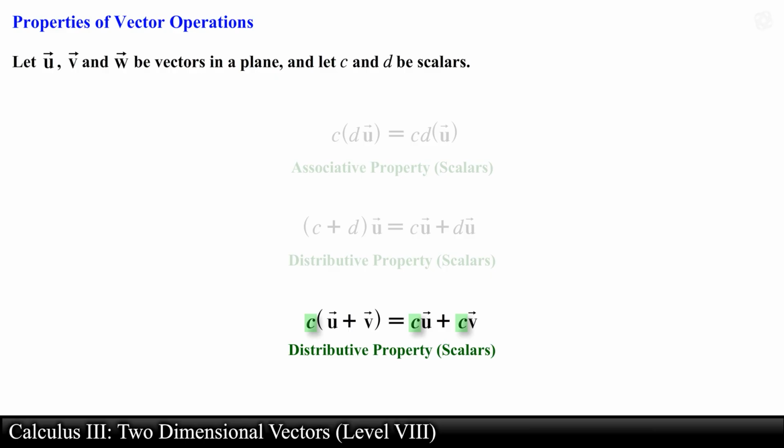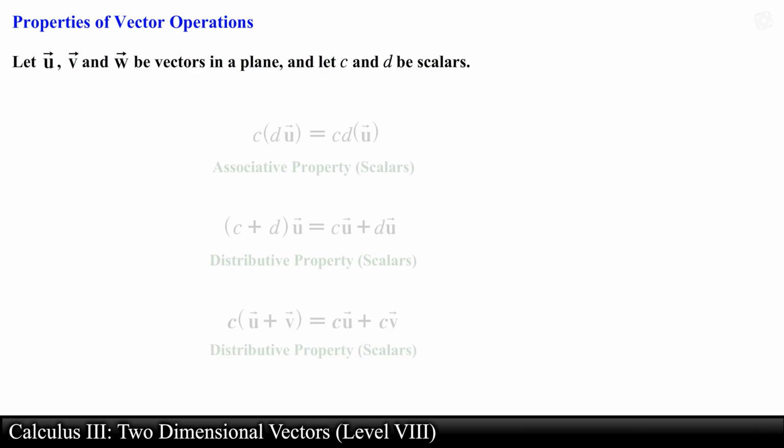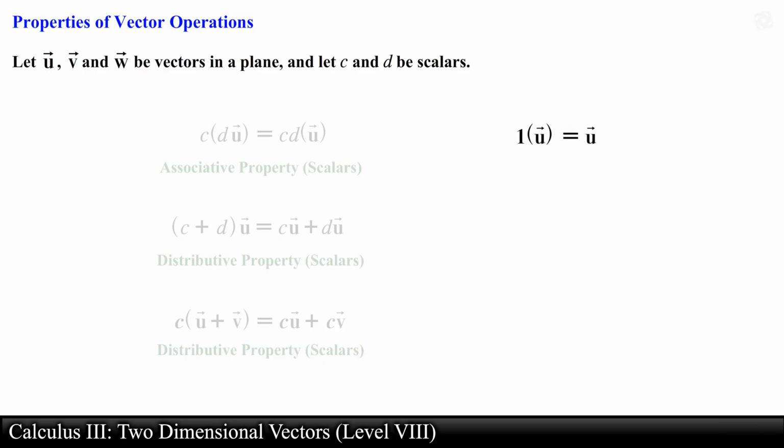Notice that it is the scalar that is being distributed to each of the vectors. Next, scalar 1 times vector u is equal to vector u. This is similar to the identity property of multiplication, also known as the multiplication property of 1 for real numbers. Lastly, we have scalar 0 times vector u is equal to the zero vector.